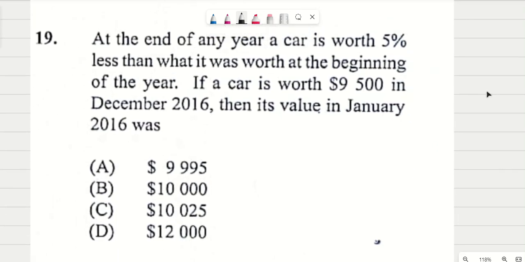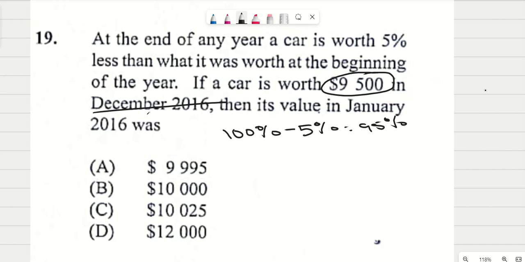The next question is, at the end of the year. This question was done already. At the end of the year, a car is worth 5% less than what it is worth at the beginning of the year. If a car is worth 9,500 in December 2016, which is at the end of the year, then its value in January 2016 was. So we know that it decreased in 2016. It had a decrease, so this is minus 5%. Before any increase or decrease of value, we know that the original is always 100%. So 100% minus 5% is equal to 95%. So we can say that this car, or 9,500, is 95%.